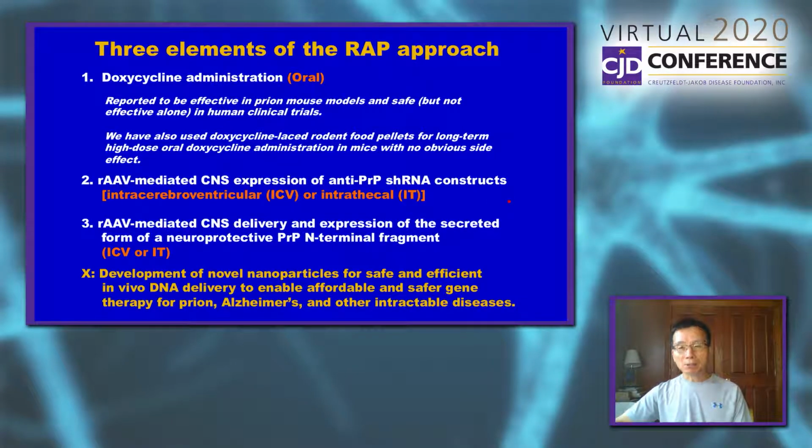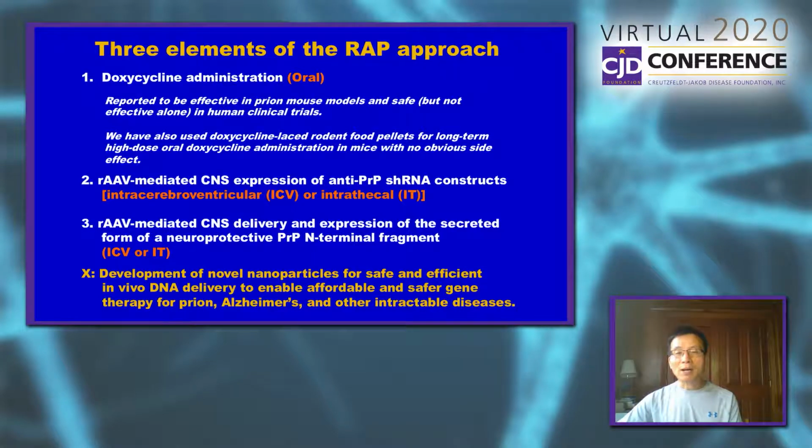So there are three elements to our approach. We call it RAP. First is to use doxycycline, which is given orally. Doxycycline is an antibiotic that has been shown to be effective in prion animal model studies. And in clinical trials, it's safe, but unfortunately did not show a protective effect. And the second element is using anti-PrP messenger RNA constructs to knock down PrP level in the brain or in the central nervous system in general.